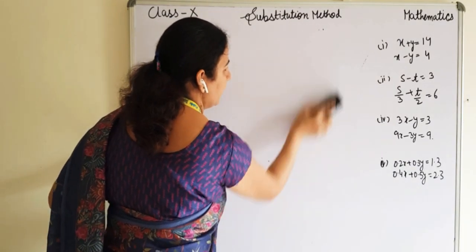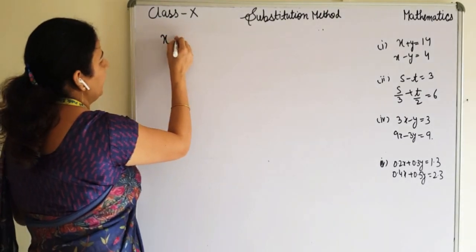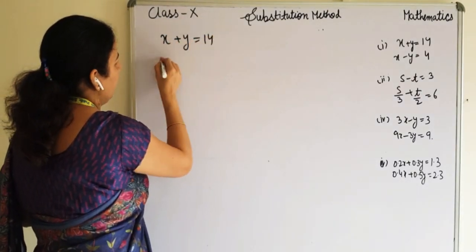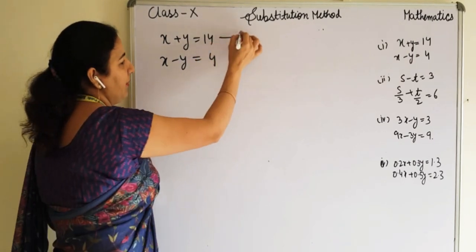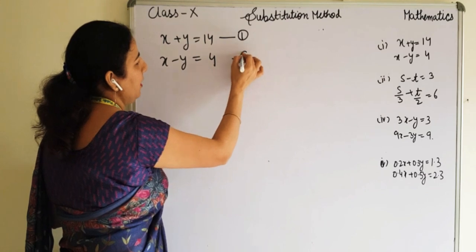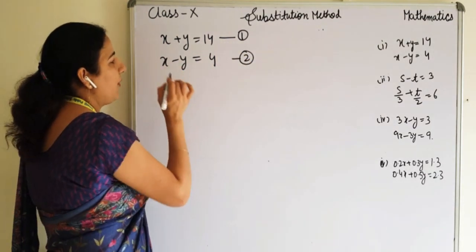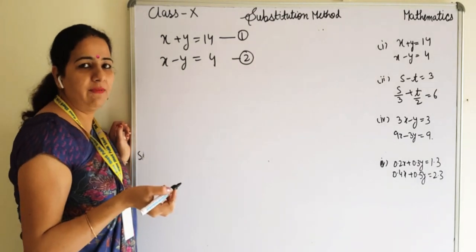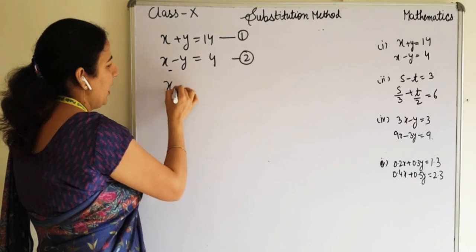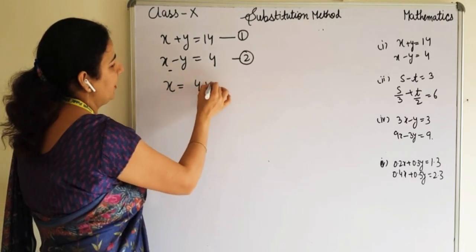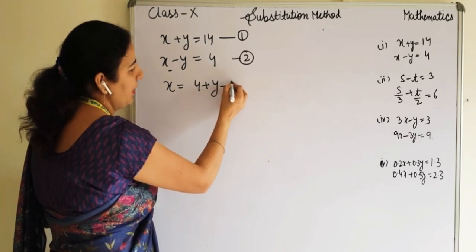The first one is x plus y is equal to 14. x minus y is equal to 4. Name them equation number 1 and equation number 2, as given in the question. Now find the value of any one variable in which you feel comfortable. I think we can find the value of x from here. x is equal to 4 plus y, since minus y becomes plus y. This is equation number 3.